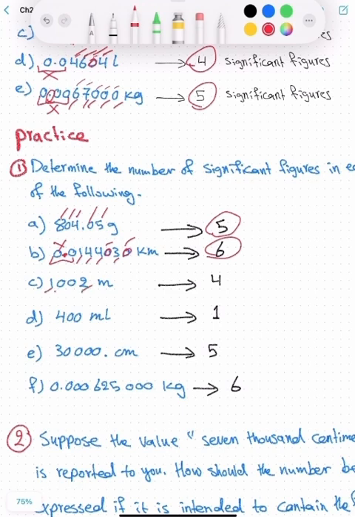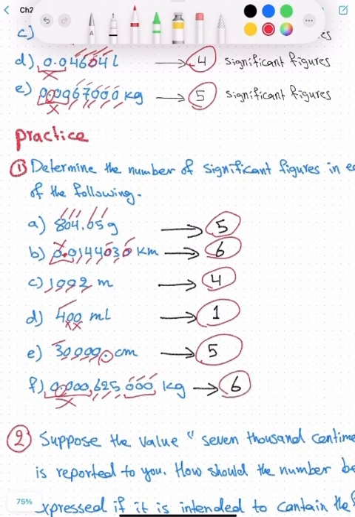Number. 0 between two numbers. Yes. Number. 0 on your right. Do you have the decimal? No. So no. So only 1. Here, number, yes. We have zeros on your right. Do we have the decimal? Yes. 1, 2, 3, 4. So 5 significant figures. Here, on your left, no. Number. 0 on your right. Do we have the decimal? Yes. So yes. 6 significant figures.